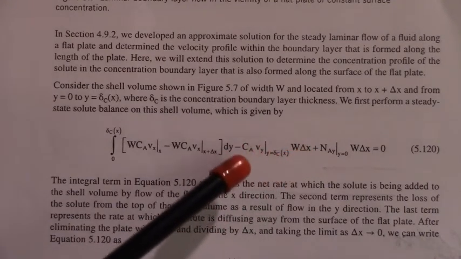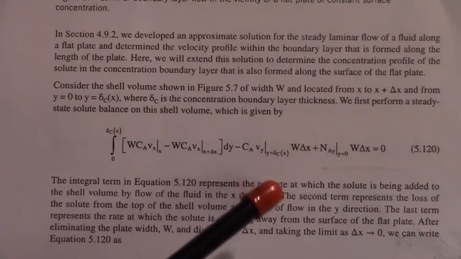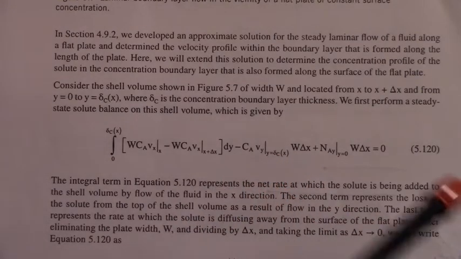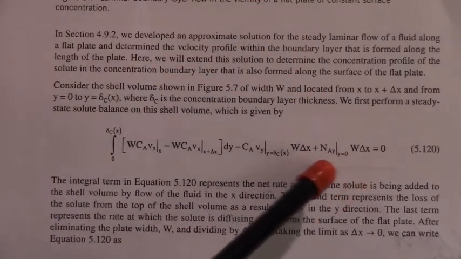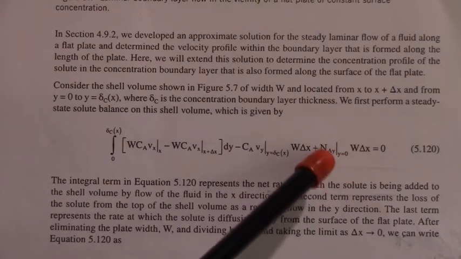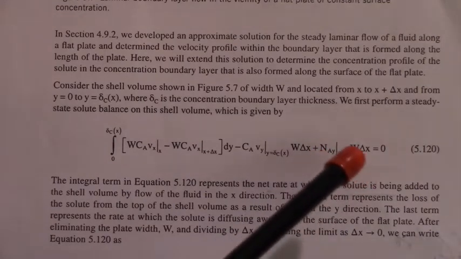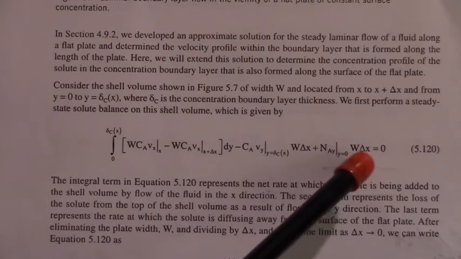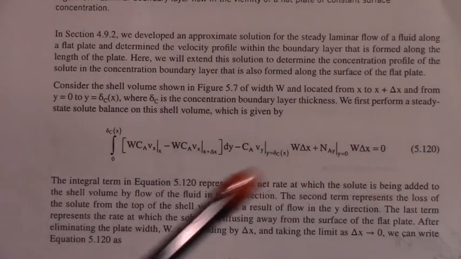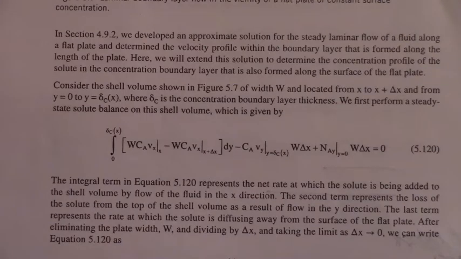So this would represent the amount of solute that leaves our control volume due to convective flow in the y direction. And then down here at the surface of the plate, we would have the solute flux, NAy, the y component of the solute flux vector evaluated at y equal to 0, and the area normal to that NAy would be W times delta x. Now at steady state, all of this has to equal 0.